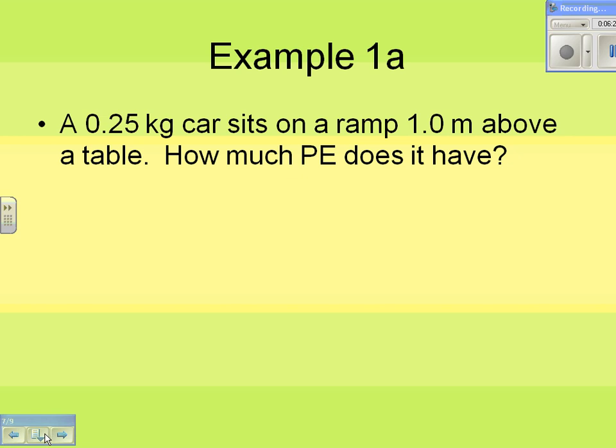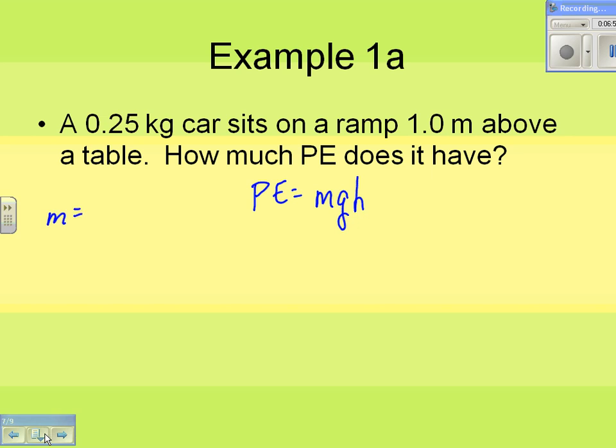So let's do a couple of calculation examples. First, we've got a 0.25 kilogram car that's sitting on a ramp that's 1 meter above a table. We want to figure out how much potential energy it has. Well, we know potential energy is equal to the mass times the acceleration of gravity times its height.